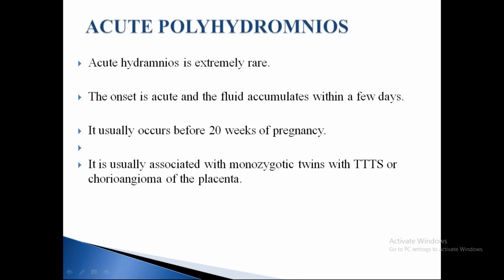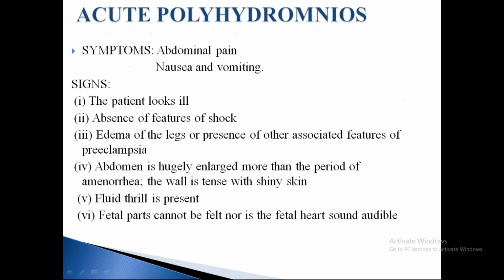Coming to acute polyhydramnios, acute hydramnios is extremely rare. The onset is acute and the enlargement occurs within a few days. This usually occurs before 20 weeks of pregnancy, and as I already told you, it is associated with monozygotic twins with TTTS or chorioangioma of the placenta. What are the symptoms they can have? The same: abdominal pain, nausea and vomiting. The patient looks ill, there are no features of shock, and edema of the legs is present.